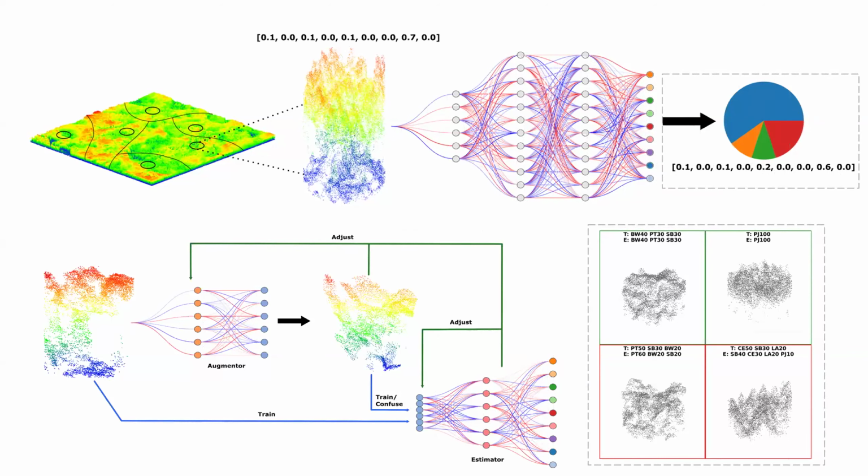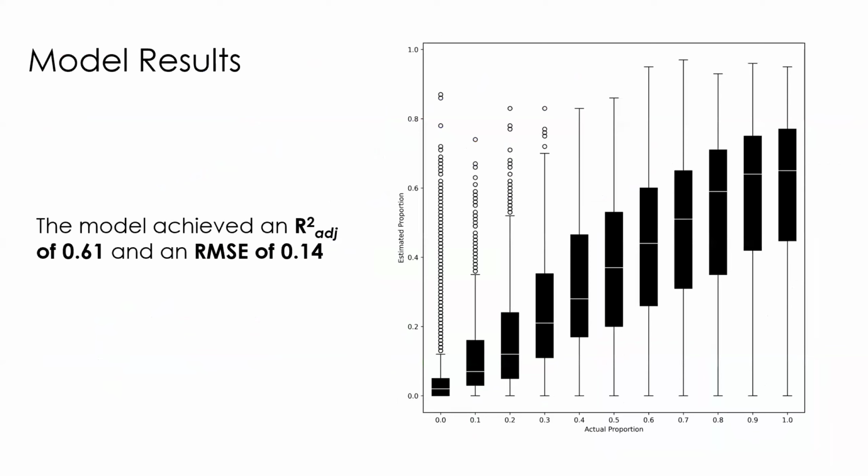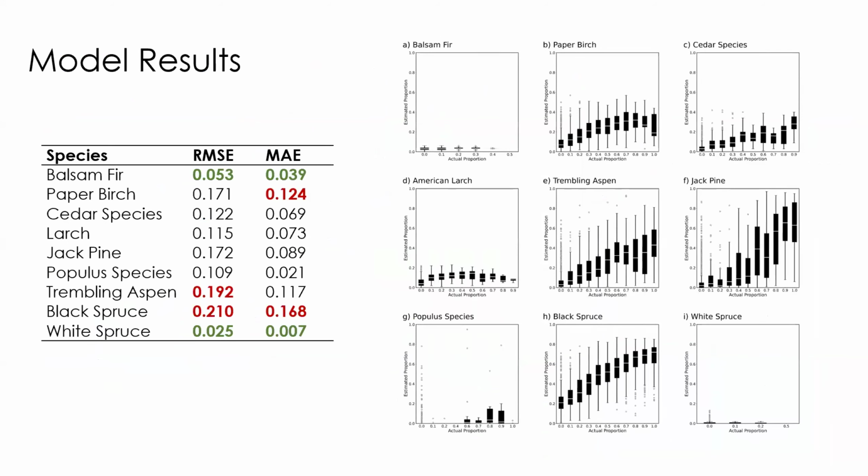And then obviously the output is going to be these proportions, and then we're able to bring that back into these species composition codes. So some results from this work: this model was able to achieve an R-squared adjusted of 0.61 and an RMSE of 0.14. And as you can see in this box plot, we have this trend as the actual proportions of the truth values increase, we also had an increase in the estimated proportions. There was a lot of variation within this, and I'll explain that a little bit more as we go through this.